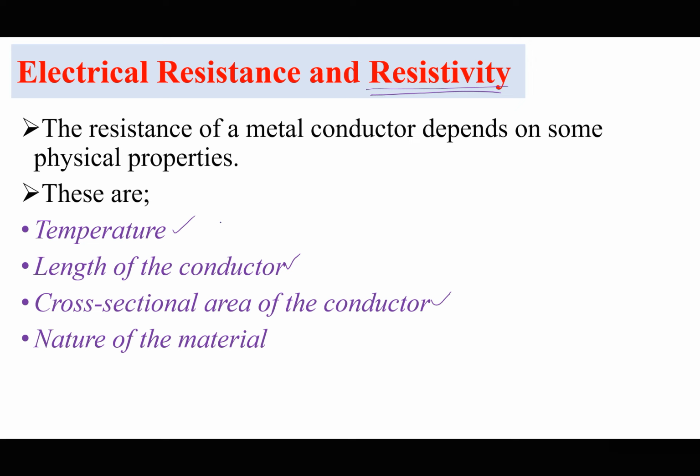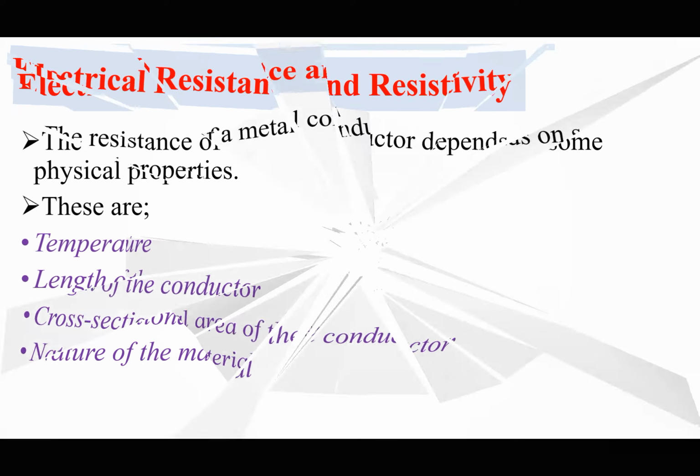Of course, we saw for the filament lamp at high temperature, the resistance also increased. So it's like resistance is directly proportional to temperature. If we have a longer conductor, we shall also see that the length of the conductor increases the resistance. If we have a bigger cross-sectional area, the resistance is going to be smaller. So it's like resistance is inversely proportional to cross-sectional area. And we shall combine these two factors together with the nature of the material to come up with a relationship between resistance and resistivity. But let's first understand the effect of temperature on resistance.